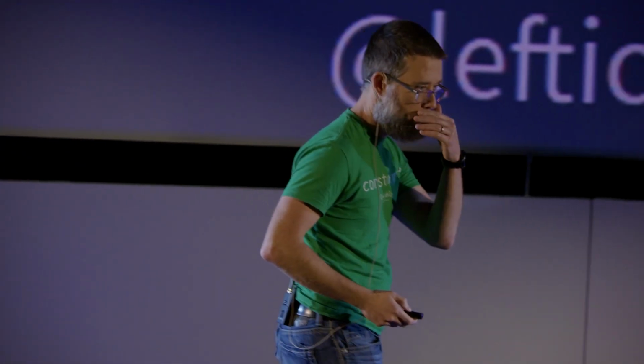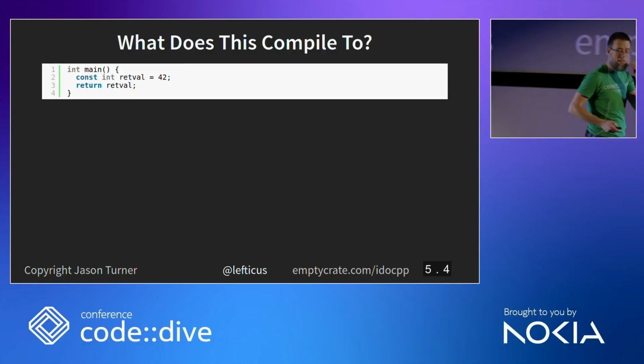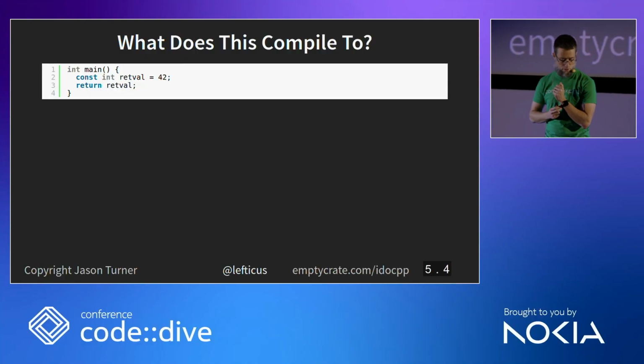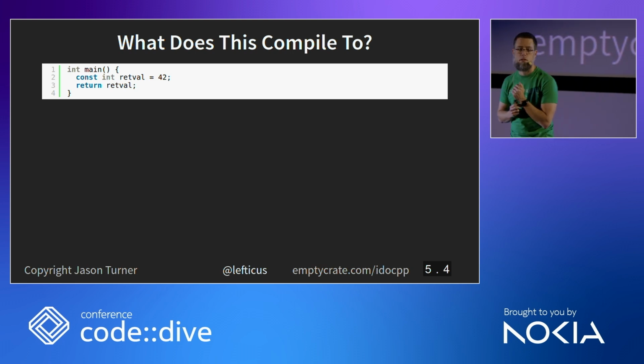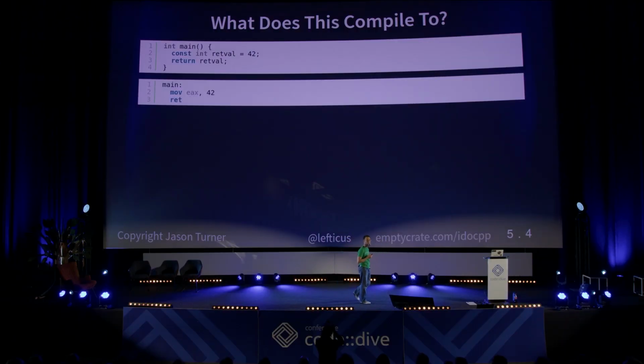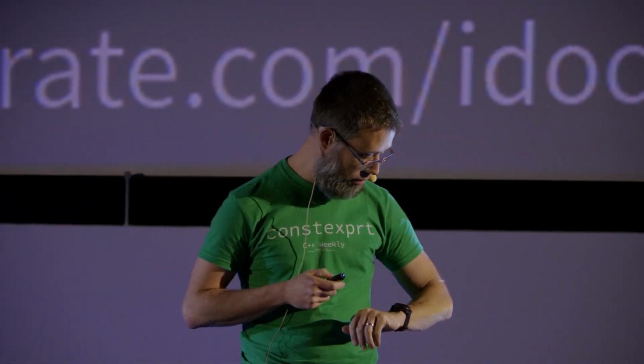Okay. What does this compile to? Let's do the optimized build game, I guess, maybe. Move EAX, comma 42, return, like that. All right. Now what if I do O0?